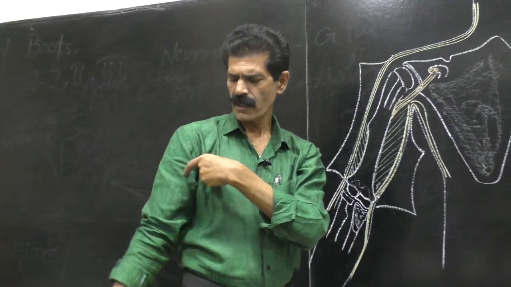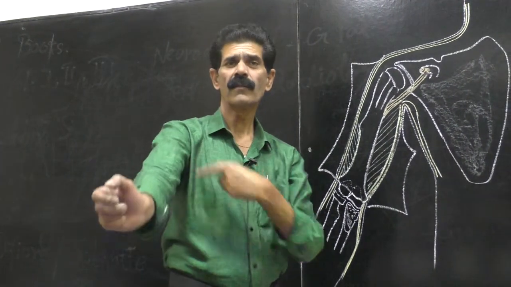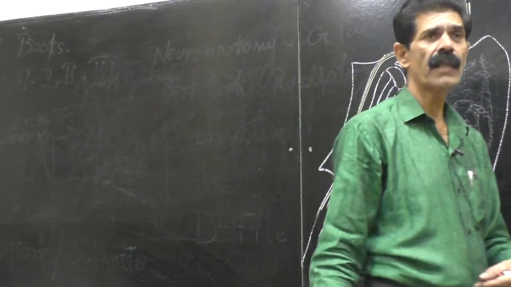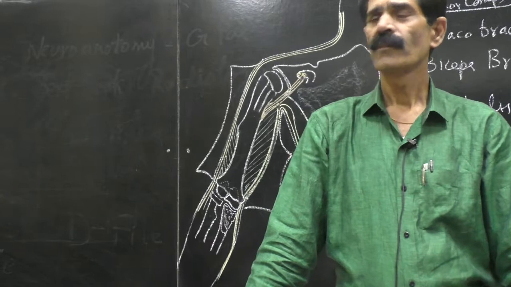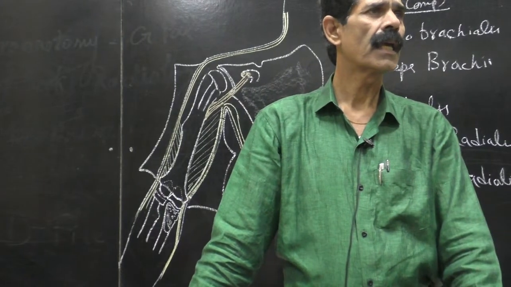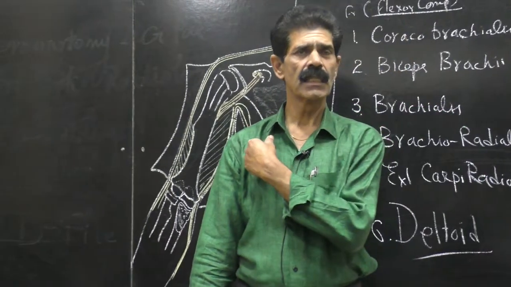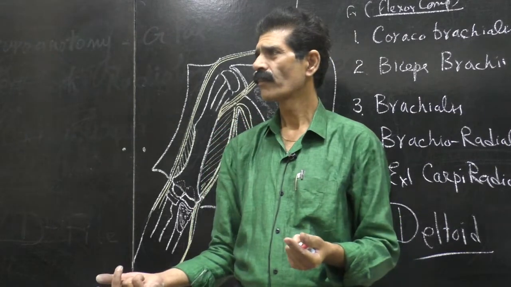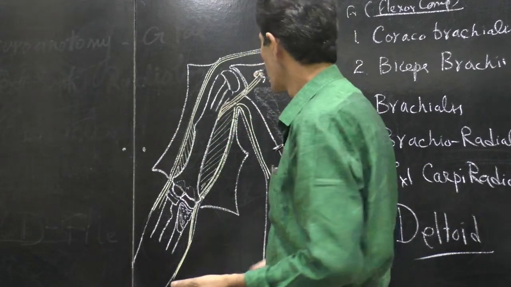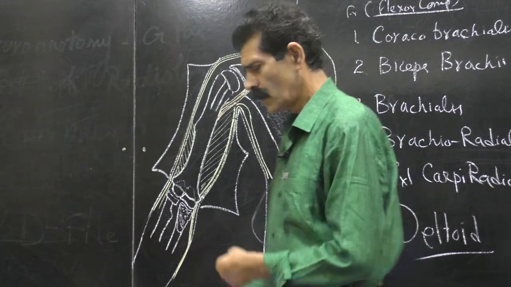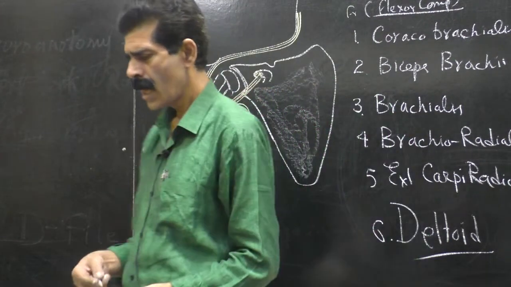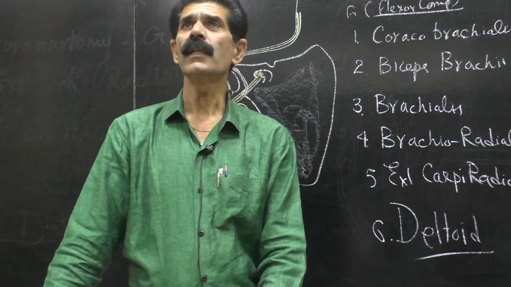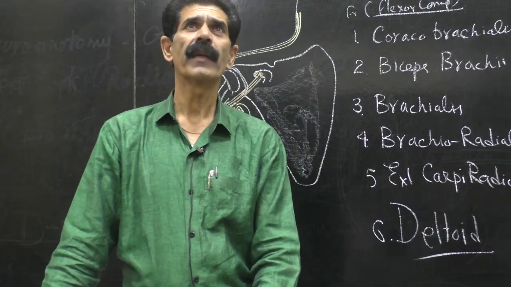Whenever it contracts, the arm will move forward. And what is the forward position? Flexion at the shoulder joint. That is the action. Flexion at the shoulder joint plus adduction also. That is the thoracobrachialis. Nerve supply. So nerve supply of the thoracobrachialis is continuation of the lateral cord of the brachial plexus.